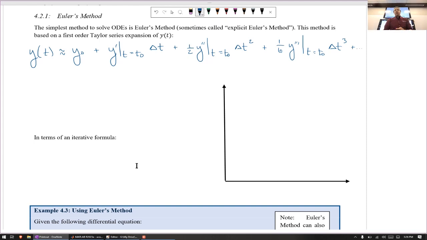I don't know why I went that far. We're going to truncate to the first derivative term, right? So if you truncate to the first derivative term and rearrange things just a little bit, what you're going to get is that y at t0 plus delta t is approximately equal to y at t0 plus the first derivative of y at t0 times delta t.